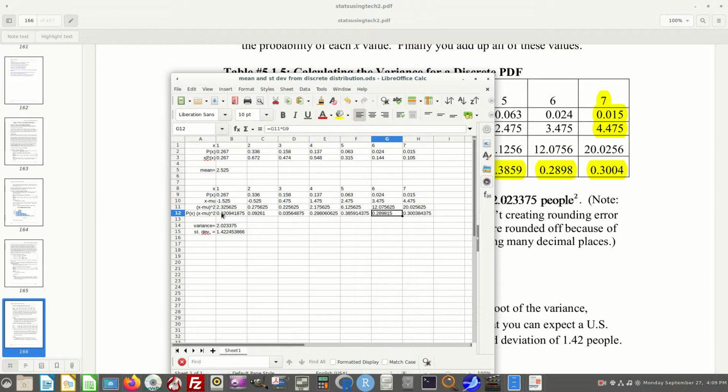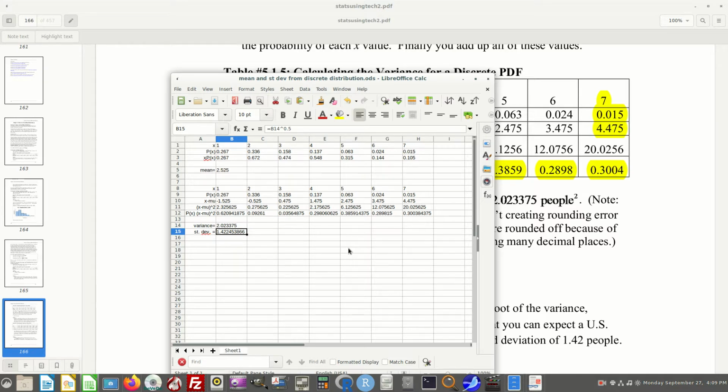Then when I added up all of the values in the 12 rows, so that looks like that's B12 through H12, that gave me the variance. And then I took the standard deviation, that is raising it to the 1/2 power, to get the standard deviation. So I hope that helps.